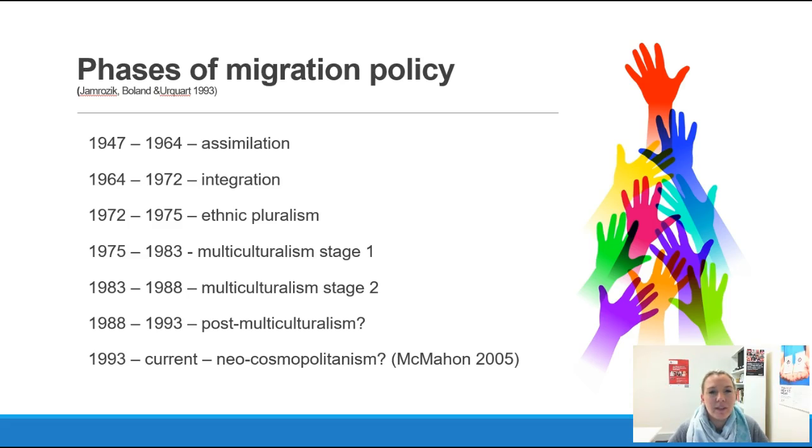Within the literature and within the policy, between 88 and 93, we're really looking at post-multiculturalism. So what does that look like? And 93 to the current, McMahon states, is the neo-cosmopolitanism. What's that and what's that all about? More on that later, and of course on the forums. Please join in and share your ideas of what it looks like now and what your thoughts are on this.